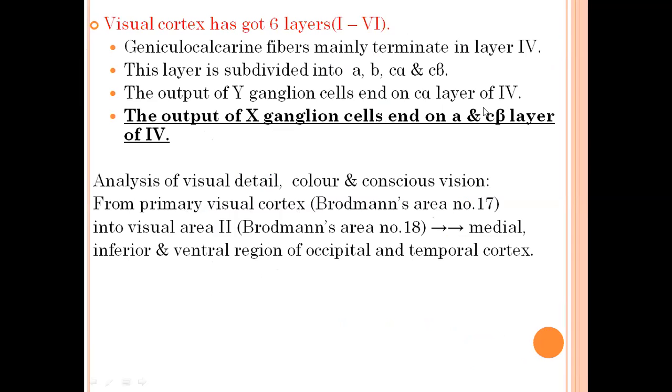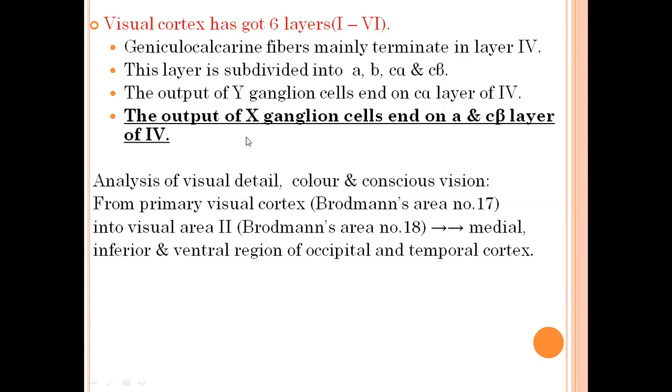Now next, after layers 3 to 6 in the lateral geniculate body, it comes to the visual cortex. In the visual cortex we again have 6 layers, layer 1 to 6, and layer 4 is subdivided into A, B, C alpha and C beta. In the visual cortex, area number 17 and 18, the fibers arising from the parvocellular pathway, coming from the X ganglion cell, end in layers A and C beta, which are present in layer number 4.